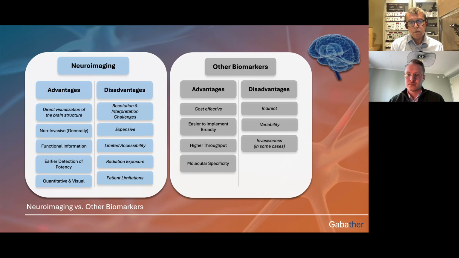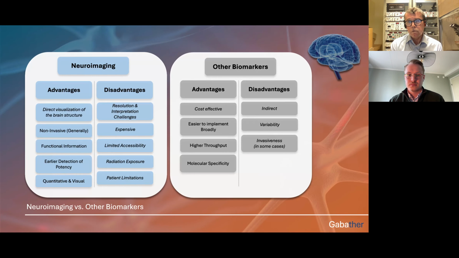Other biomarkers, they have their legitimacy. It could be a protein that you measure in the blood. It's very cost effective. You just take a blood sample. It has molecular specificity. You're looking for a specific protein, a specific antibody. You can do it very quickly. You have high throughput, not relevant for us. We don't have so many people in our clinical trial.